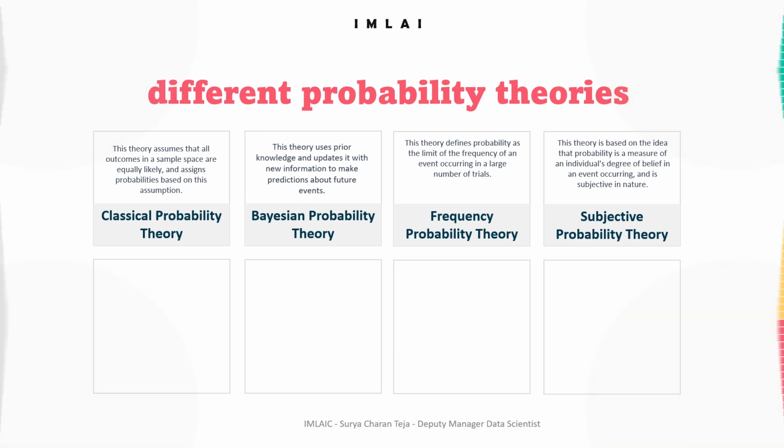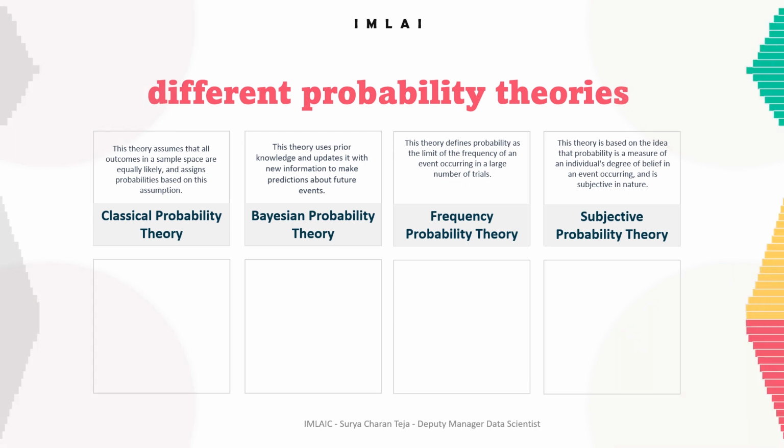And the doctor and patient relation, or predicting the probability of a certain disease by the doctor, is a subjective probability theory. That's the best example for it.